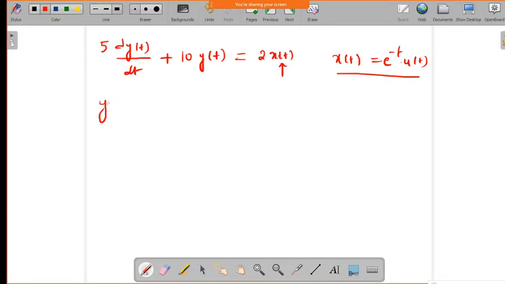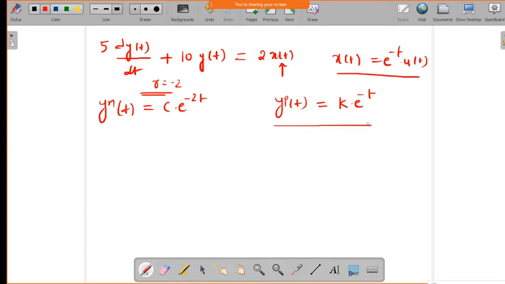You need not solve the natural response, which is already given as c into e power minus 2t, where r you will get as minus 2. This we already know. Only the particular solution needs to be solved. What is the particular solution of the form? It is k into e power minus t. Now put y of t as k into e power minus t in this differential equation, and you will get the particular solution. Now find out what the particular solution is. Try to find out.